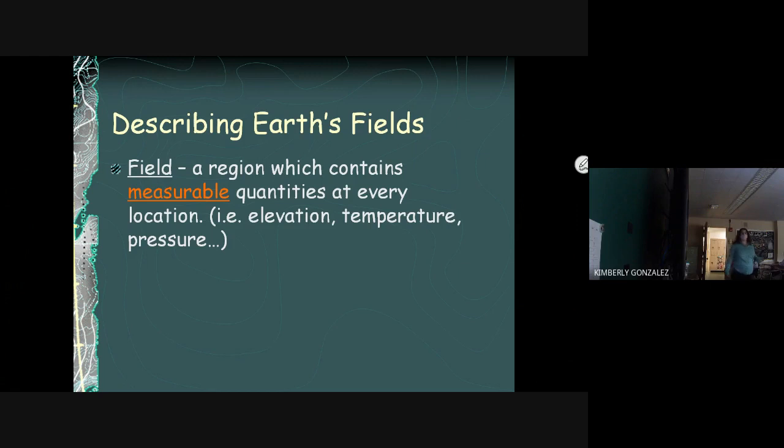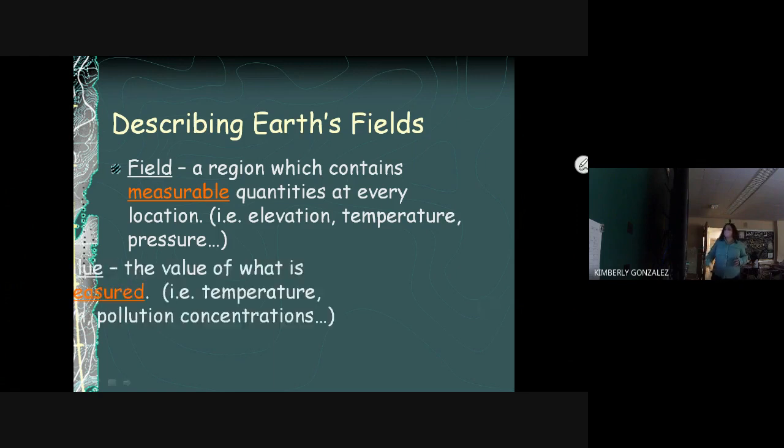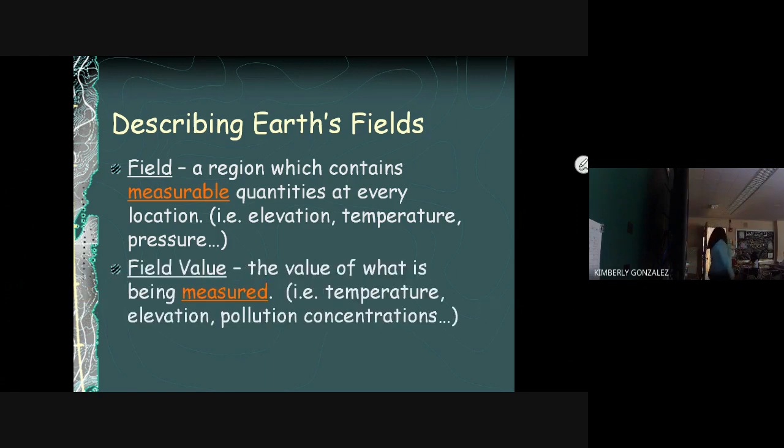It could be temperature. It could be pressure. It could be the concentration of food smell. It could be anything. It's just the area that has a quantity that is measurable. The value is the thing being measured. So that is the temperature, that is the pressure, that is the concentration.